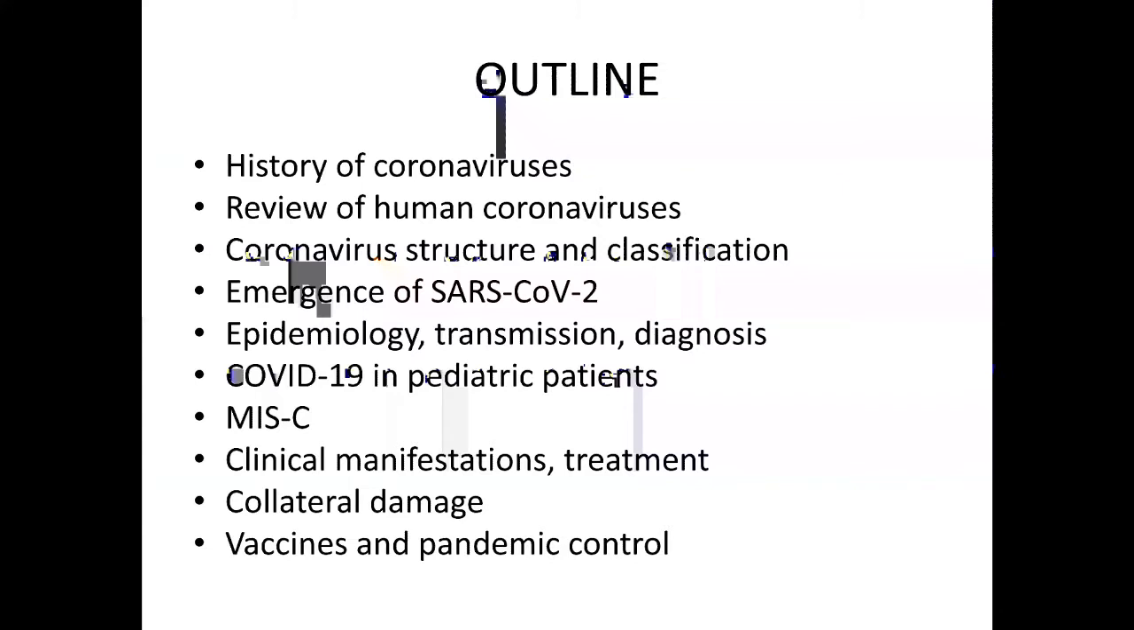And so this is the outline of what I'd like to talk about: a history of coronaviruses, particularly human coronaviruses, what they look like, how this new one has emerged and its features. We'll talk about it in pediatric patients, MIS-C, how we try to treat it, the collateral damage from this pandemic, and vaccines and pandemic control.